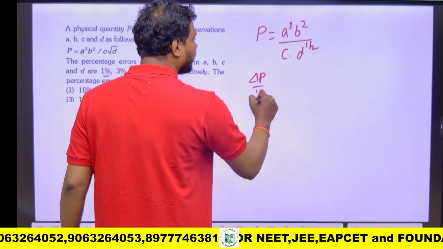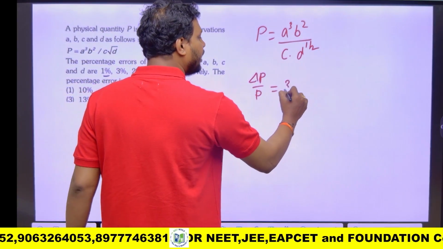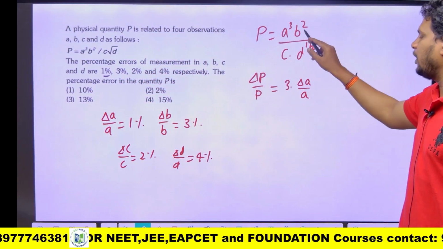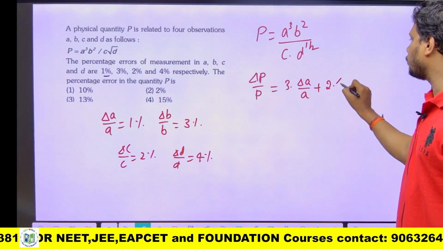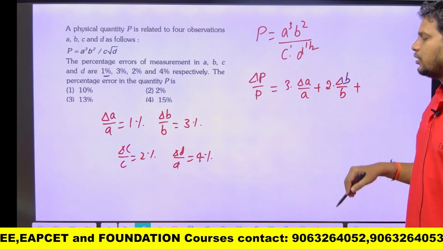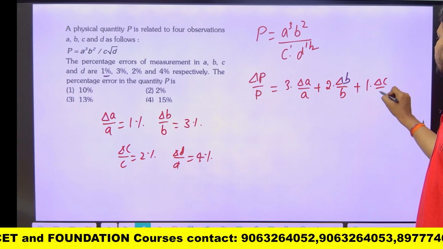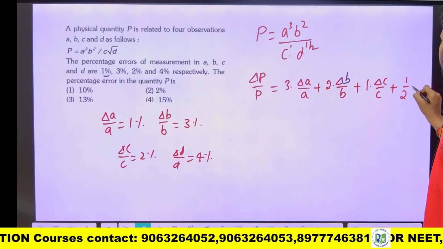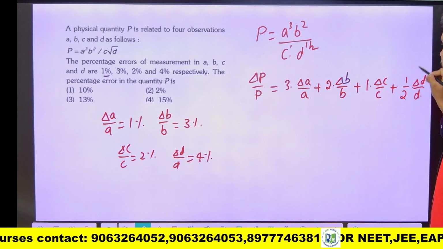Delta p by p is equal to 3 into delta a by a, because here a power is 3 and b power is 2, so you can write 2 into delta b by b, plus you can write c power 1. C power 1 means 1 into delta c by c, plus it is d power 1 by 2, which can be taken as 1 by 2 into delta d by d.